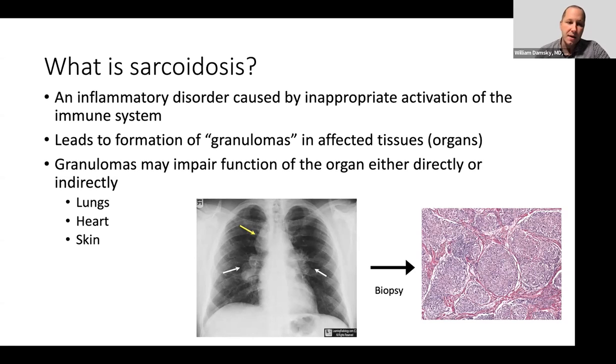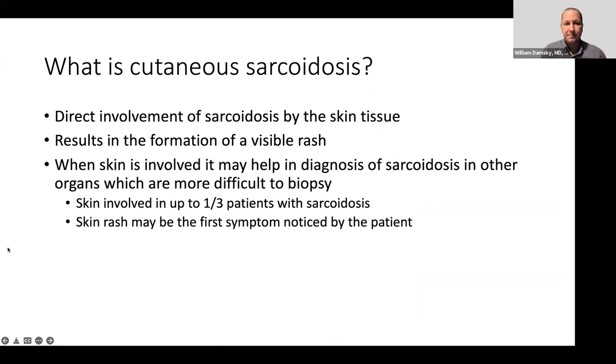And so most commonly, sarcoidosis involves the lungs. The heart can also be involved. And as a dermatologist, I'm most familiar with involvement of sarcoidosis in the skin. Importantly, when we talk about involvement of an organ by sarcoidosis, we're talking about these granulomas in the affected tissue, whether it's skin, lungs, heart, or another organ. And I'll come back to this.